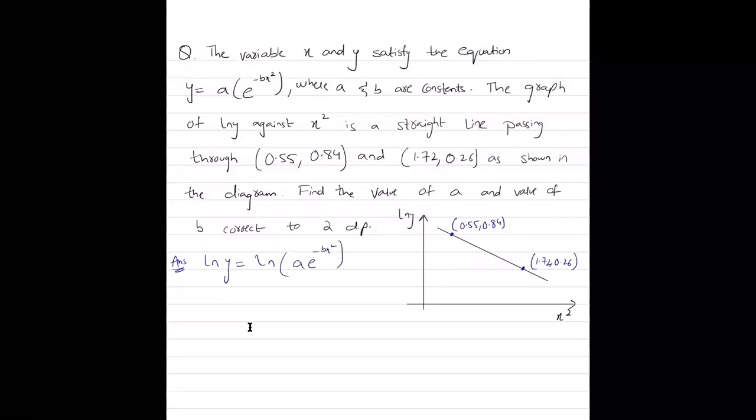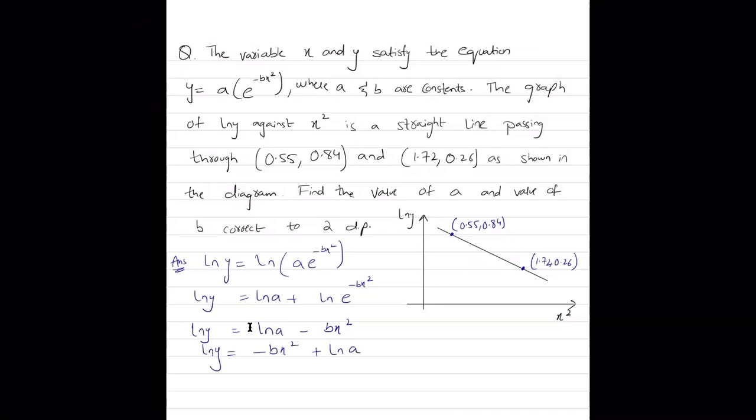Then what can I do? You do ln a plus ln e to the power of minus bx squared, and multiply. So minus bx squared. Can I leave it till here? Do you understand that ln e is going to be 1? Yes. So ln y is going to be equal to minus bx squared plus ln a, right?